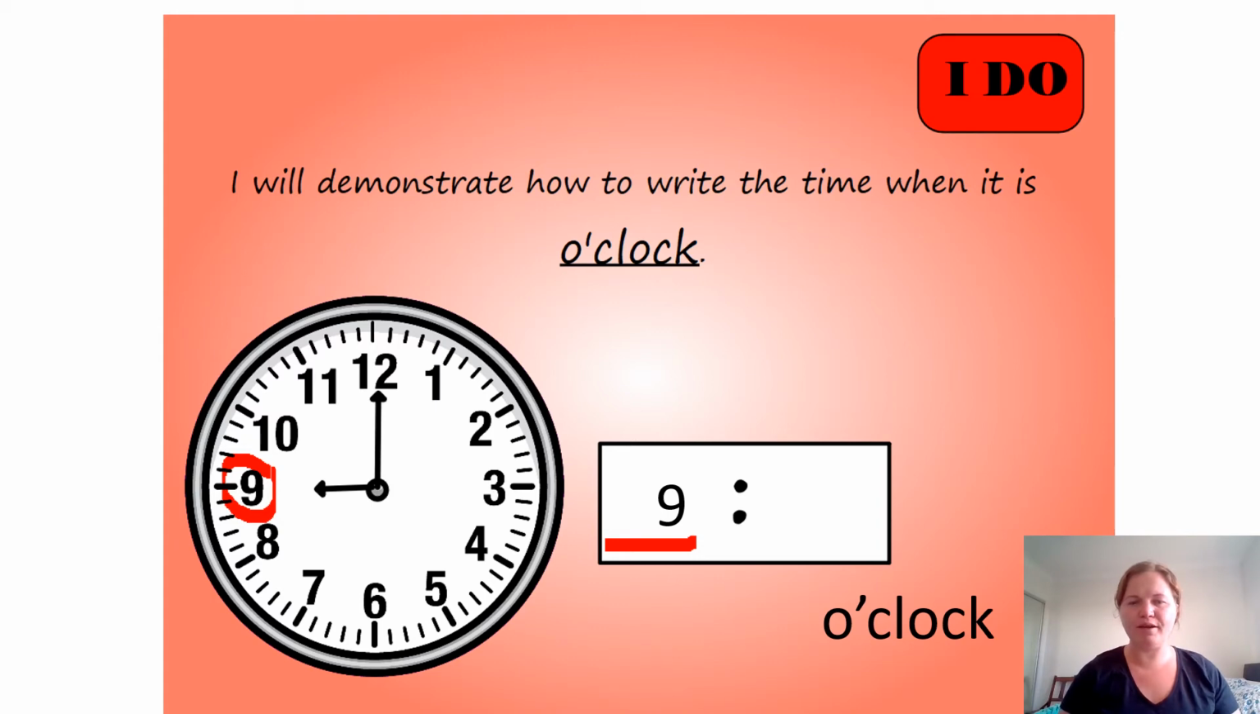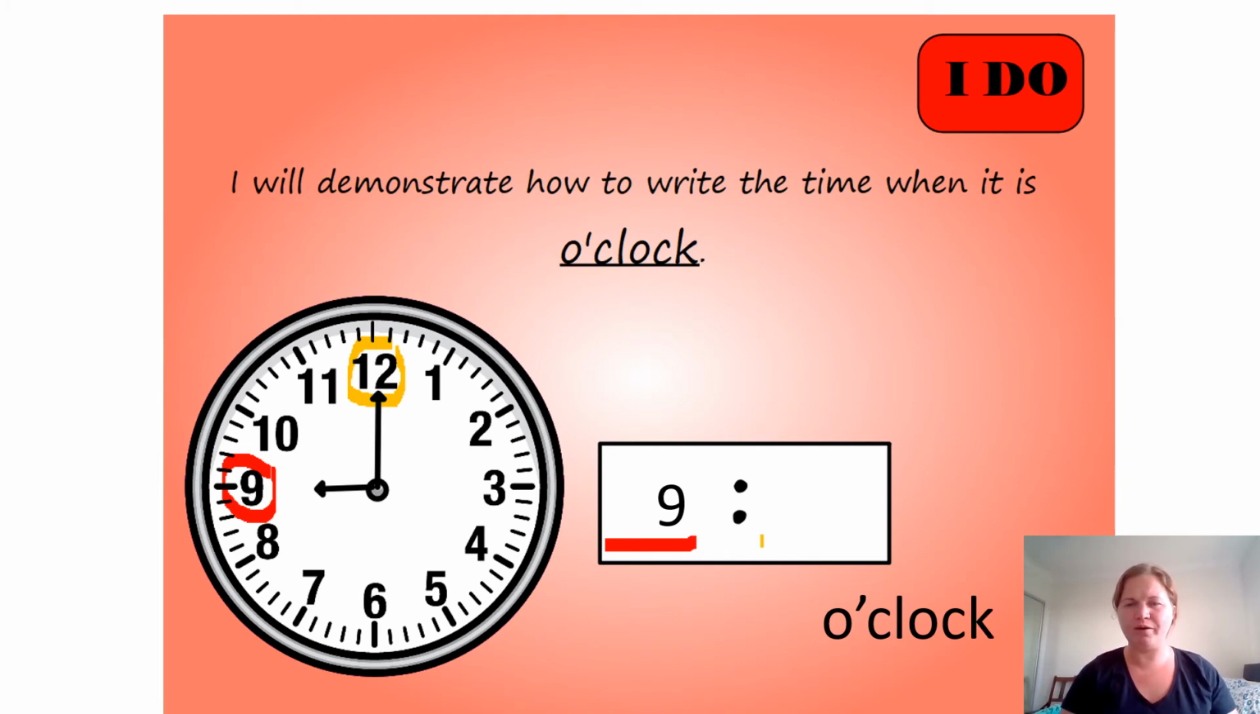Let's look at that minute hand. The minute hand is facing the 12. Oh, I know it's not 9:12 because I know my song. When the minute hand's on the 12, it means it's o'clock. So it's not 9:12, it's 9 o'clock.